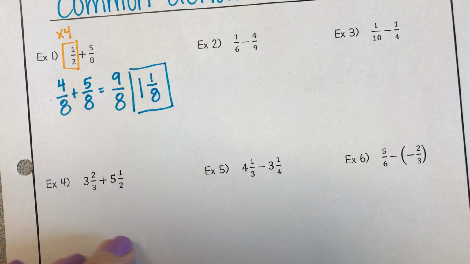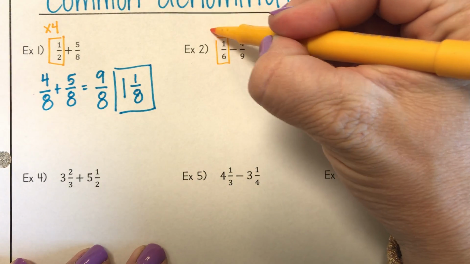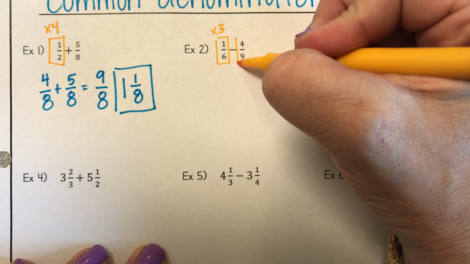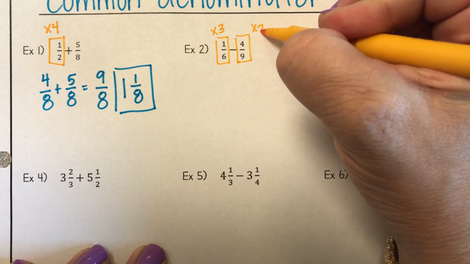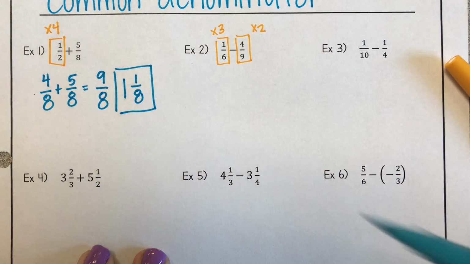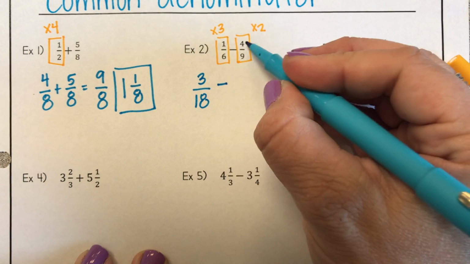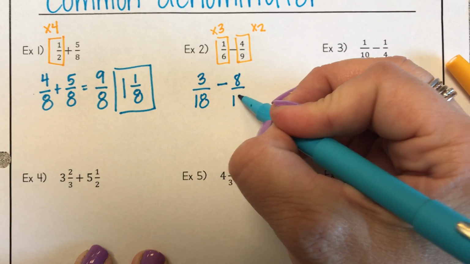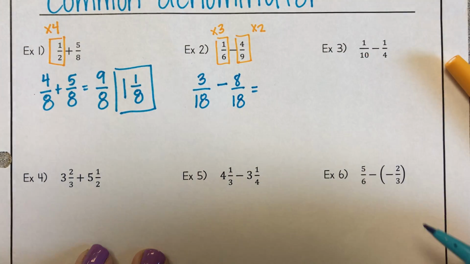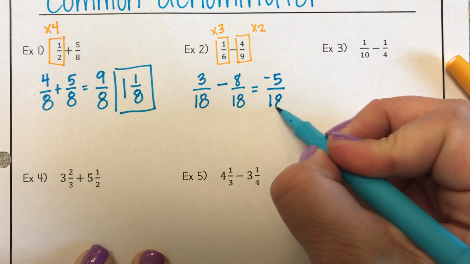Okay, on number 2, common denominator of 6 and 9 would be 18. So we're going to multiply this one by 3 and this second one by 2 because I'm trying to make that bottom number 18. So that gives me 3 over 18 minus 8 over 18. And 3 minus 8 is negative 5 over 18.